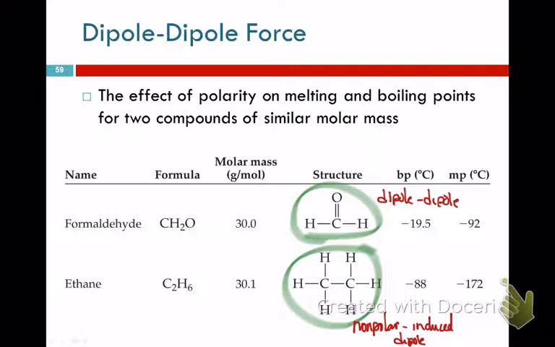Okay, so those are 2 intermolecular forces so far, right? We talked about dipole-dipole and induced dipole. The third one, for the biology people, is the most important one, okay? And that's called hydrogen bonding.